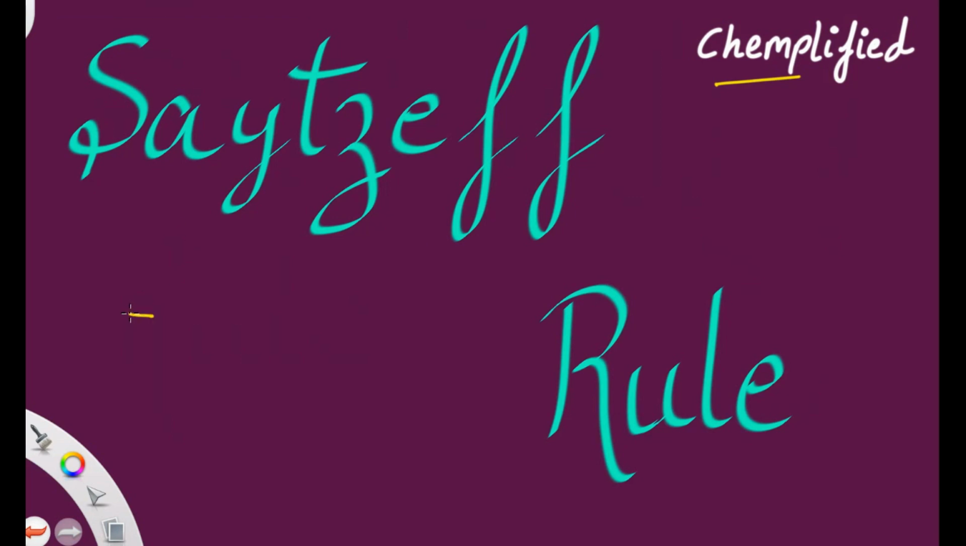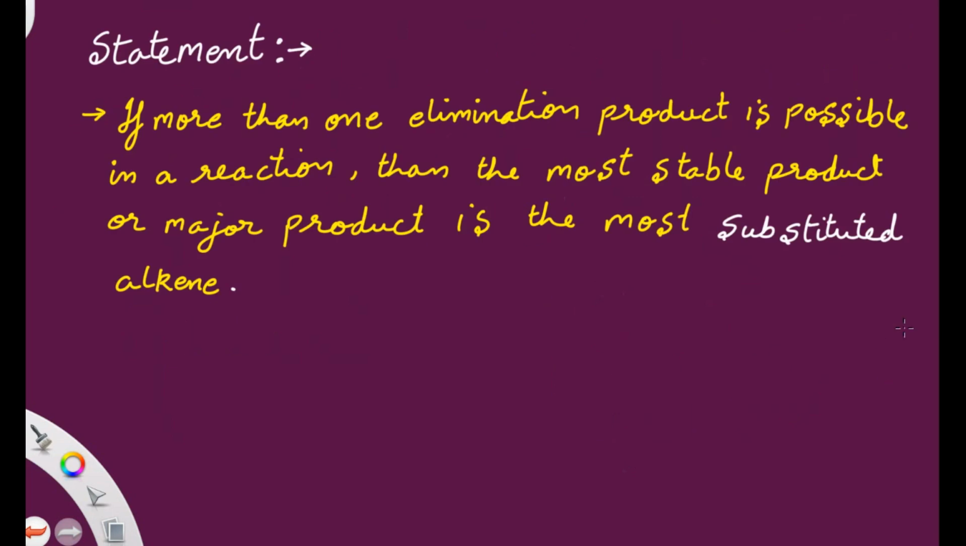It also goes by the name Zaitsev, Saytzeff rule. In my video I will call it Saytzeff rule. So let's start with the statement. Before we start the statement, there is a thing that you should know: Saytzeff rule comes into play if there is a possibility of getting two different products in a particular reaction. And in this video we will talk about alkyl halide in particular.